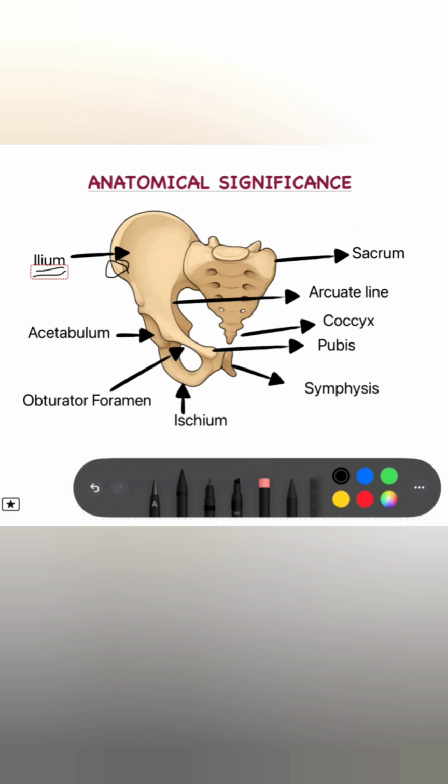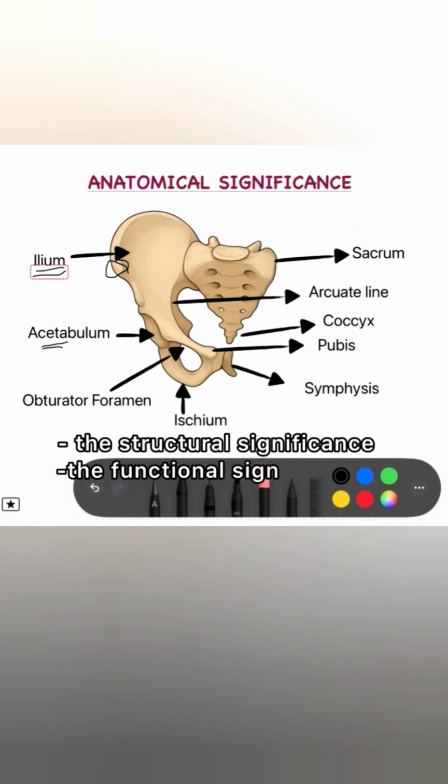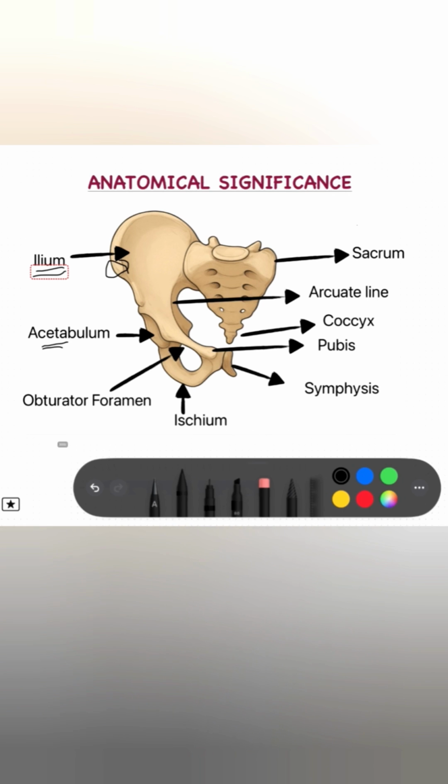So next you are going to look at the acetabulum. This is the acetabulum as it's pointed there. We'll first list the structural significance, the functional significance, followed by the clinical significance. For the structural significance, it's the socket of the hip joint. So basically you expect the head of the femur to articulate with the acetabulum. It's formed by the fusion of the three pelvic bones, that is the ilium, ischium and the pubis.